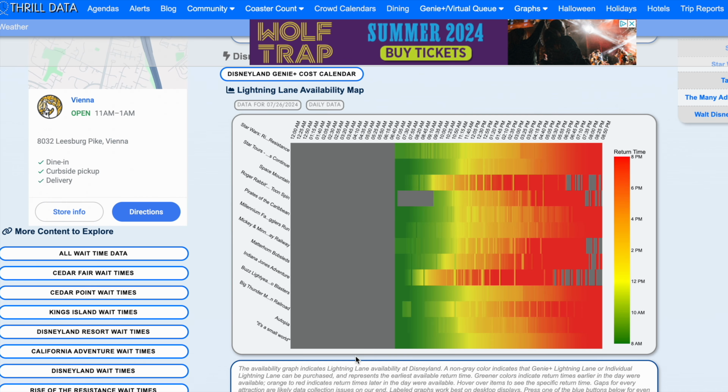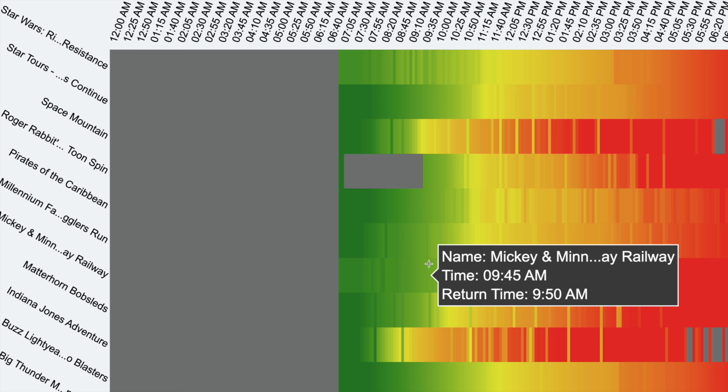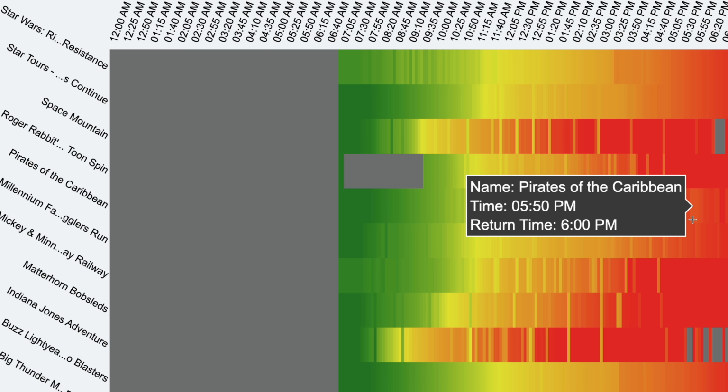So let's go down to Genie Plus data. What I like about this graph is you want to pay attention to the green, yellow, and red. And basically they're telling us when the return time is. So the earlier in the day for the return time, it's green.